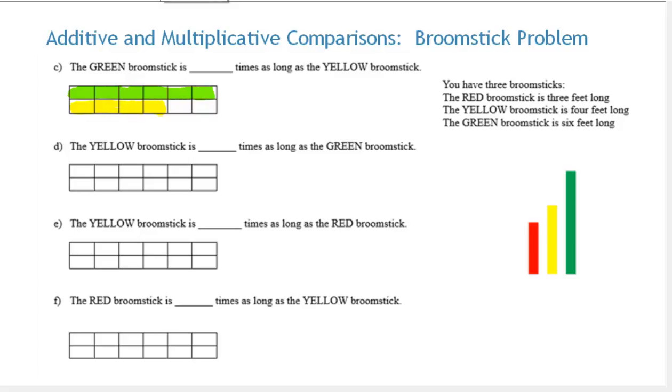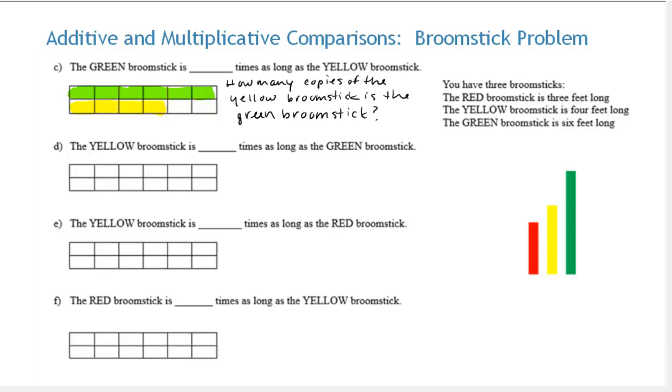Okay, now let's write this in copies language so we can connect this to what we already know. Another way of thinking of this is how many copies of the yellow broomstick is the green broomstick. Okay, so this is our unit of measure. We're seeing how many of these yellows would map onto the green.